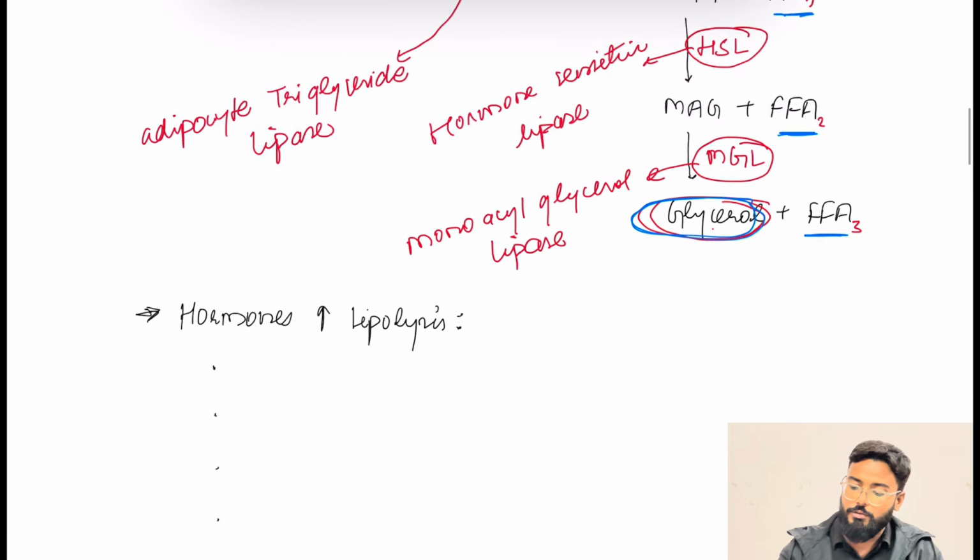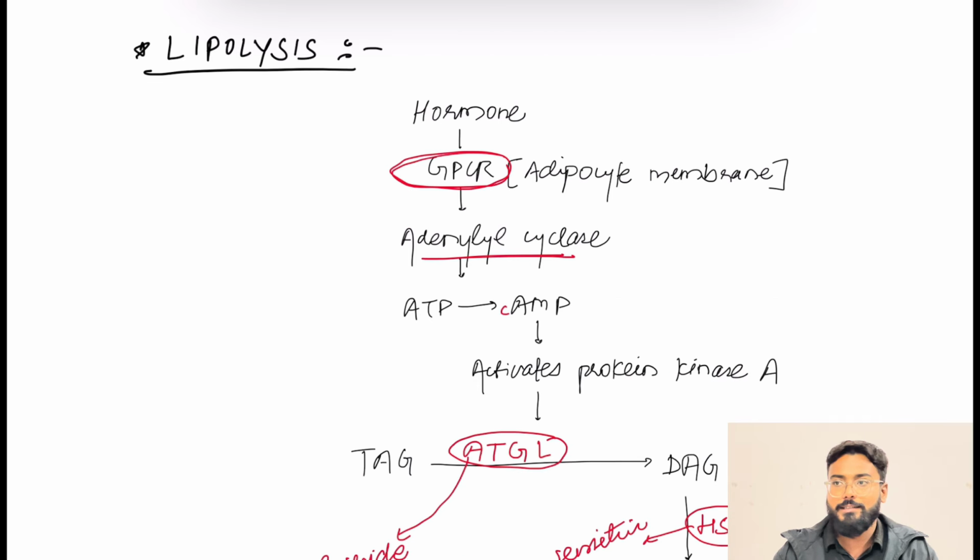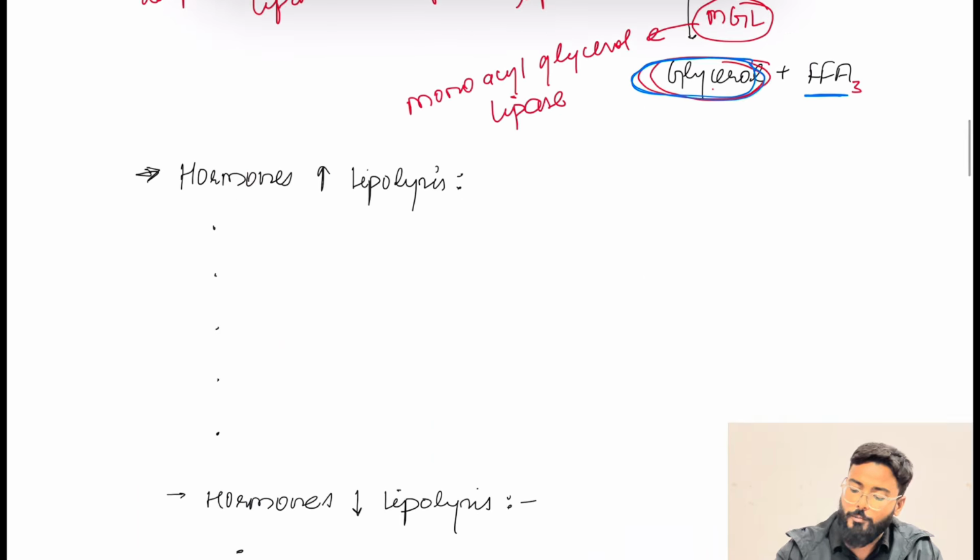Now, you saw that in certain conditions, like when you are fasting, when you are exercising, or in case when you are starving, or in case when your body has just taken food. So in all these conditions, specific types of hormones are going to get released, which in turn are going to stimulate the process of lipolysis. So what are the hormones that are going to increase the process of lipolysis? We are going to see.